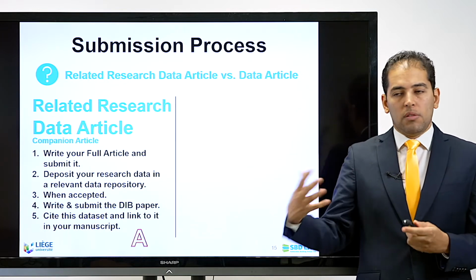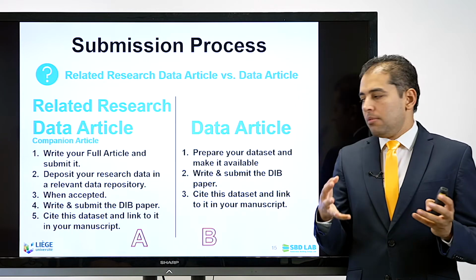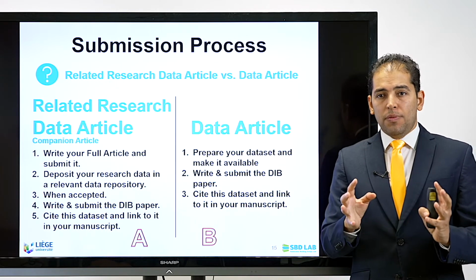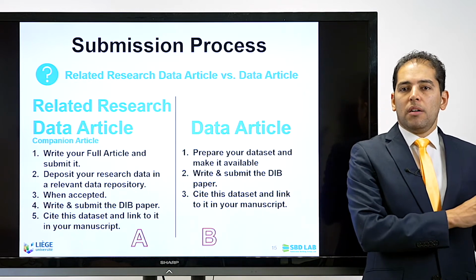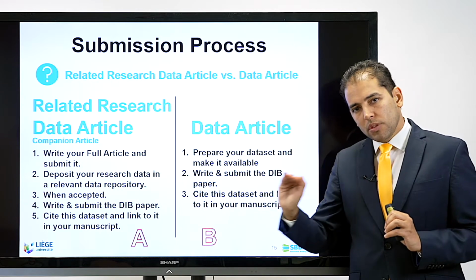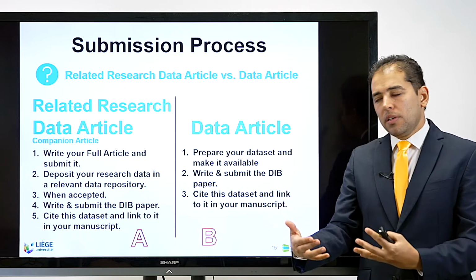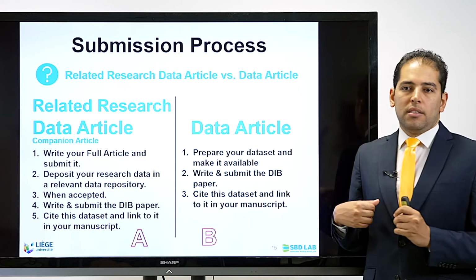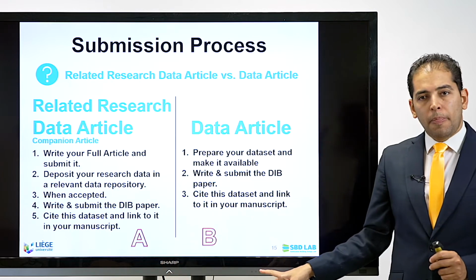This is option one. Option two is that I directly have a data article, meaning that I directly publish the data set itself regardless of whether I have a thematic article related to it or not. So here I prepare my data set, make it available in a repository, write and submit my data article to Data in Brief, and cite the data set. And that's it. This is option A, this is option B.